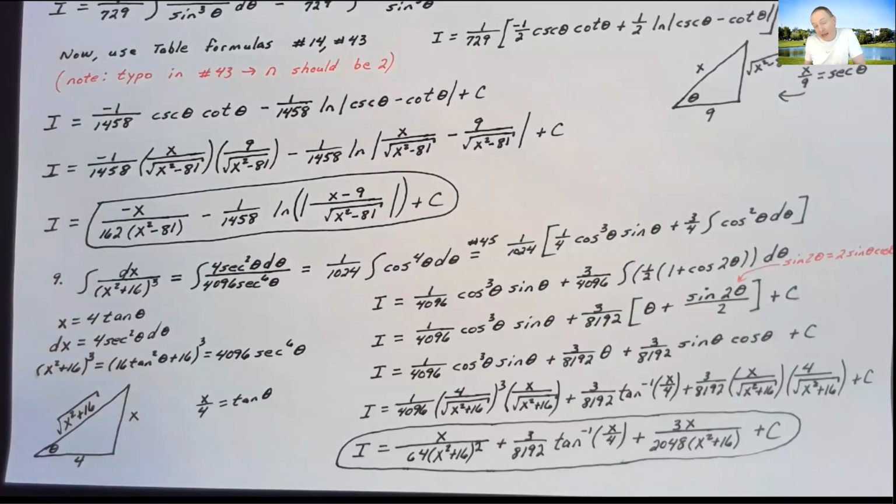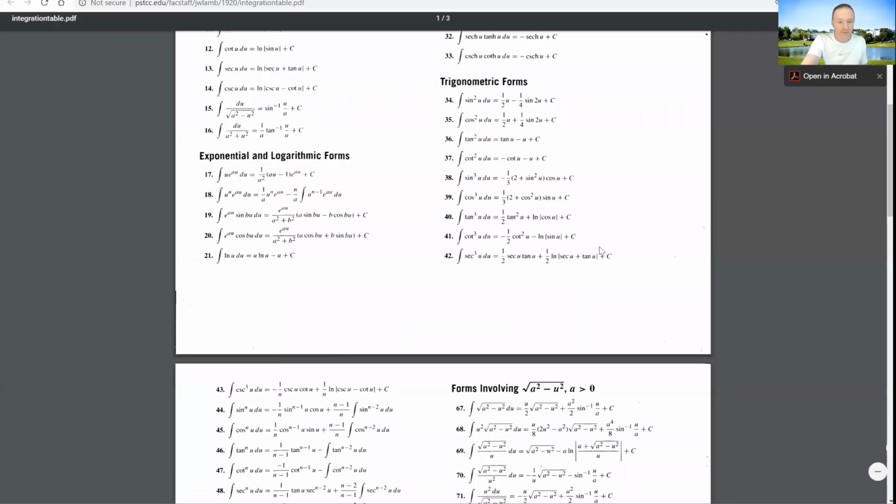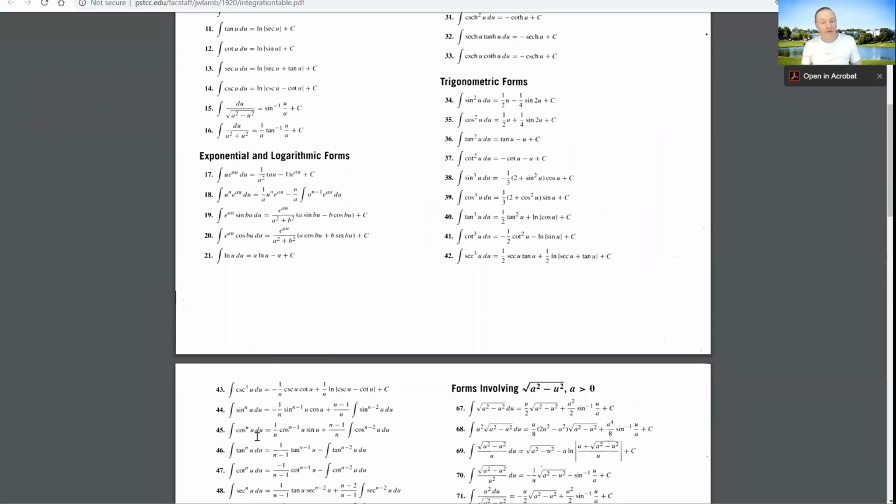So you really have no option other than to use number 45 from your table of integrals. Let me show that to you here. Table of integrals number 45 right here. The integral of cosine to the nth power of u is equal to 1 over n, cosine to the n minus 1 of the angle u times the sine of u, plus n minus 1 over n times the integral of cosine to the n minus 2 of u du.